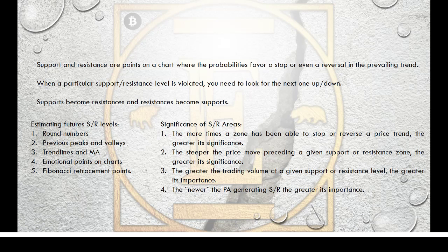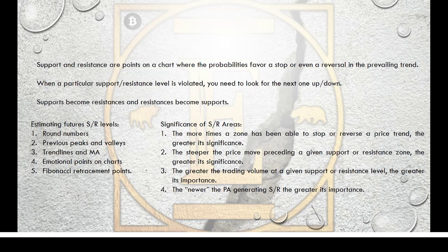The next characteristic is the trend lines and the moving average. These are tools used by traders, and support trend lines or resistance trend lines are areas of support and resistance. Also the moving average. I don't care if it's a simple moving average, an exponential moving average, or a weighted moving average.